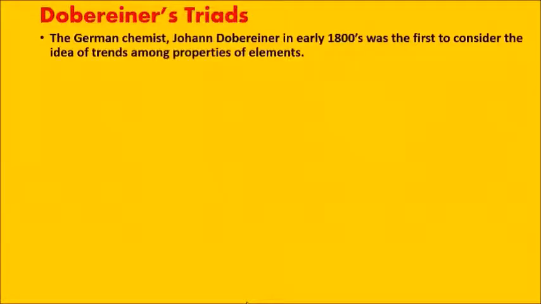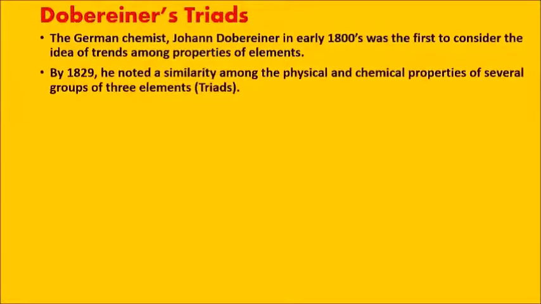Next, we will see the first type of classification, that is Dobereiner's triads. The word triad means a group of three elements. The German chemist Johann Dobereiner, in the early 1800s, was the first to consider the idea of trends among the properties of elements. By 1829, he noted a similarity among the physical and chemical properties of these elements, which he grouped into threes.